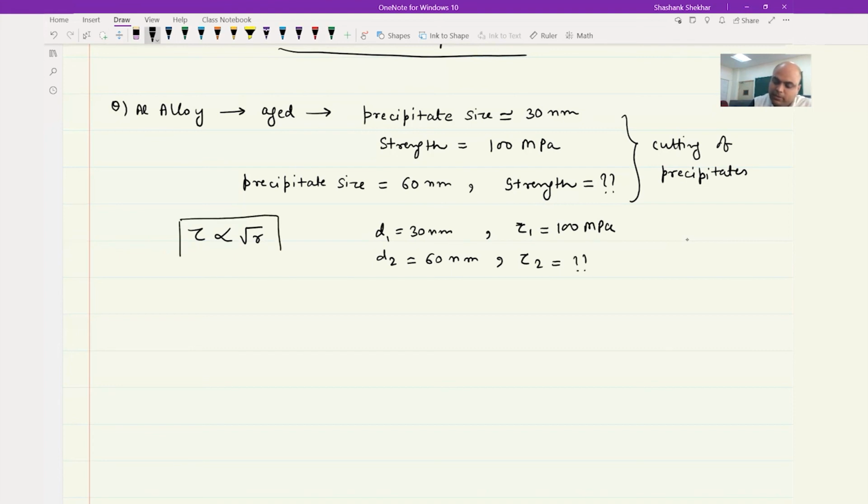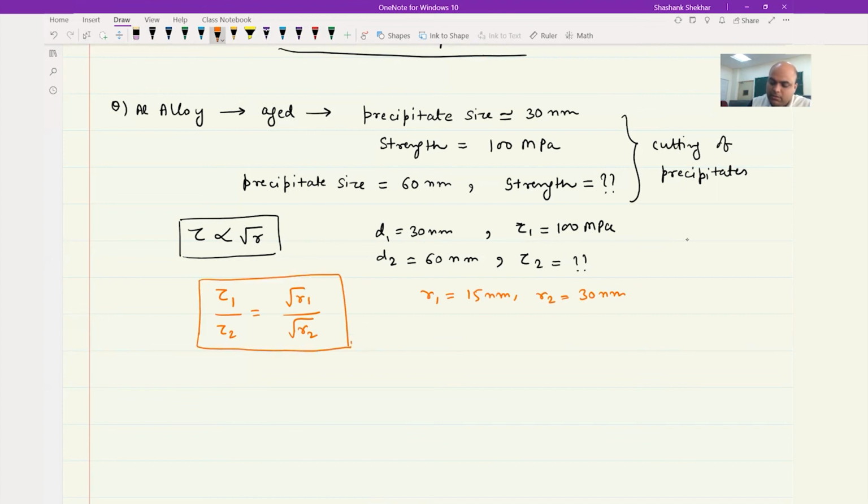If you have this particular equation, you can write it as tau1 by tau2 equal to root over r1 by root over r2. Now you know the diameters d1 and d2, so you know r1 is 15 and r2 is 30 nanometer. You can now use this equation to find tau2, which is given by tau1 times root over r2 divided by root over r1. Now you have all the values: you know tau1, r2, and r1, so you can calculate tau2. Okay, so this is one simple problem.